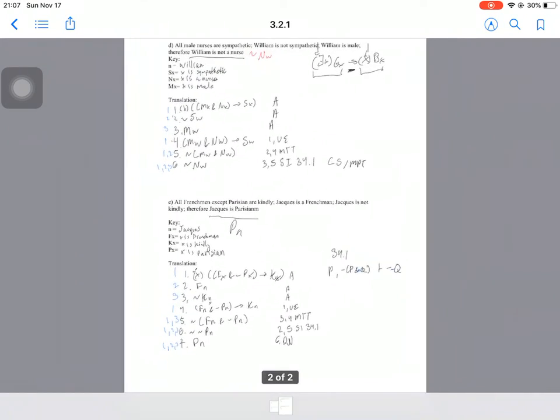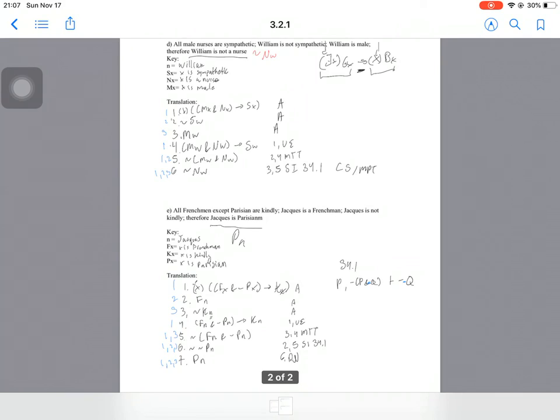I think this was the last one. Yep. So this is all that I have for this video. Do practice these. Do go through them. One of your homework problems is C from this section, and this is a model of how to approach that problem.